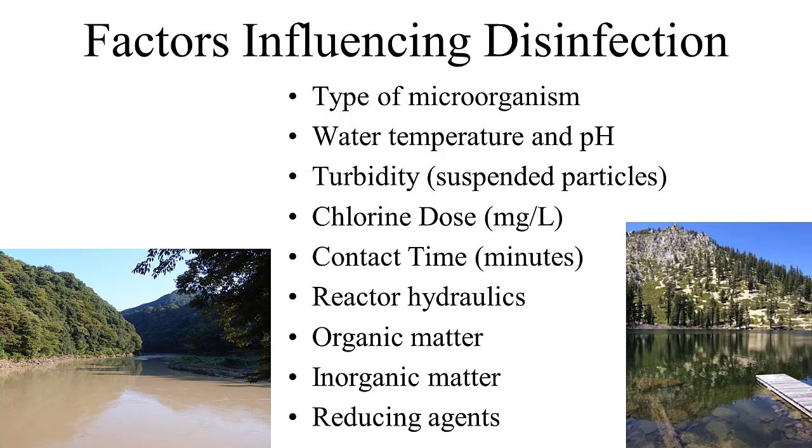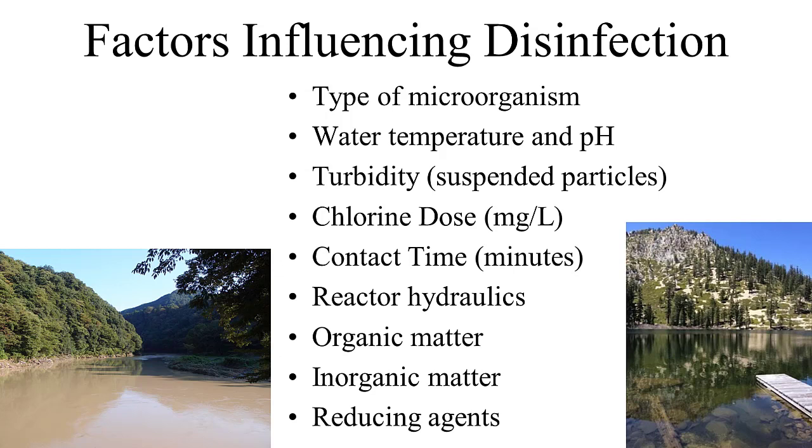The turbidity, or the suspended particles in the water, impacts disinfection. The chlorine dose rate increases as the amount of suspended particles in the water increases. The picture on the left shows water that is muddy or turbid. Typically, this water would have a higher chlorine demand than the picture on the right, which is less turbid, and typically would have a lower chlorine demand.